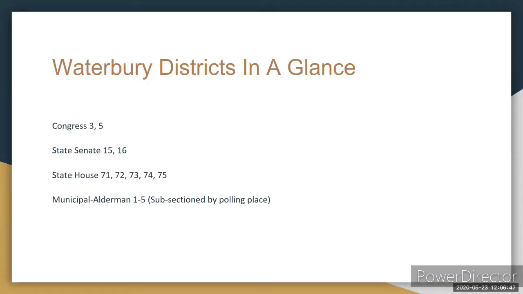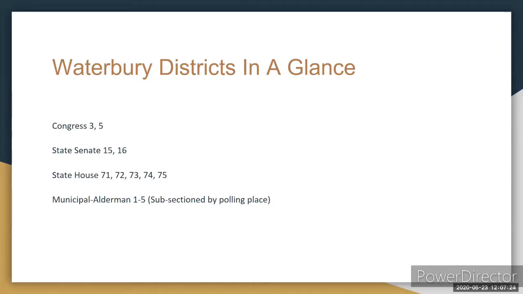And these are our districts at a glance. So for Waterbury, we have the 3rd and 5th congressional district. For the state Senate, we are in District 15 and 16. You see that split there within the actual town. In the state House, Waterbury has 5 districts. For those that don't know, this is a very segregated town. And the way this map is split up shows that.